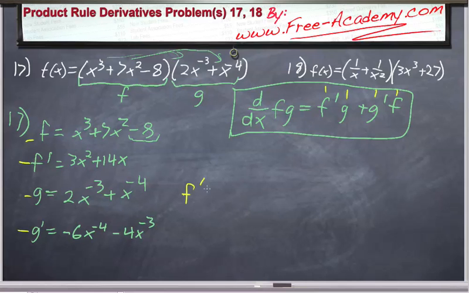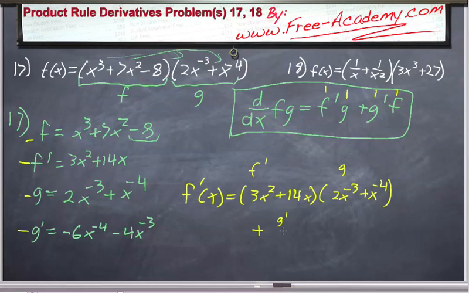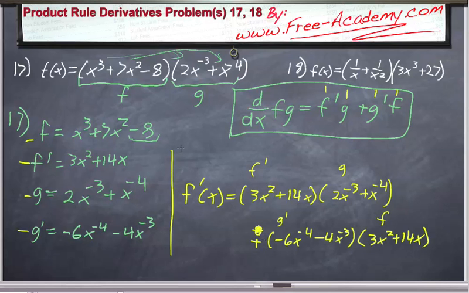find our derivative. So our derivative of f of x is going to be equal to f prime, which is 3x squared plus 14x, times g, which is 2x to the negative third plus x to the negative fourth. So it'll be plus g prime, which is minus 6x to the negative fourth minus 4x to the negative third, multiplied by f, 3x squared plus 14x. And that's our derivative.